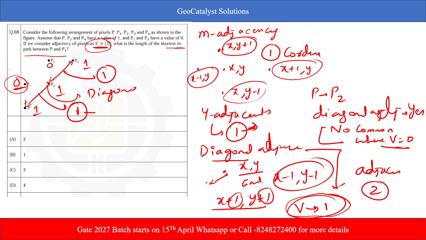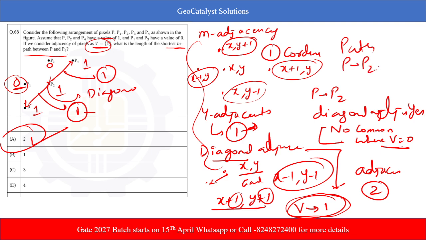Similar concept, but suppose you are going from p2 to p3. P3 is 0 here, so only we have to move at 1. Okay, and both are satisfying all the conditions which we discussed for adjacency. So path length is 2, that is one is this and one is this.